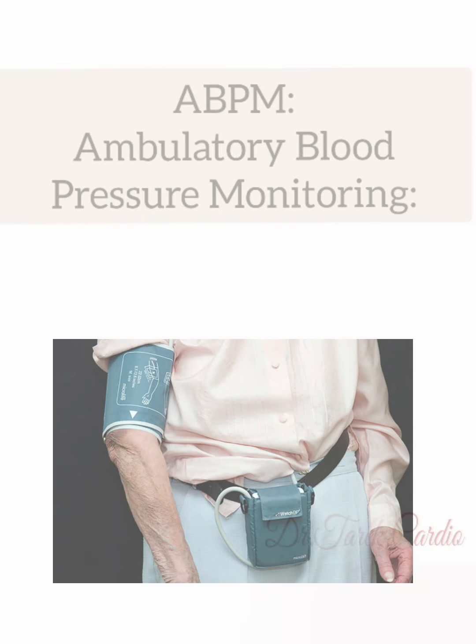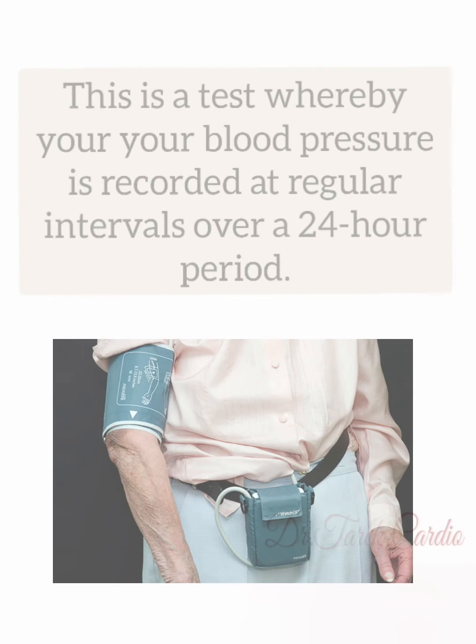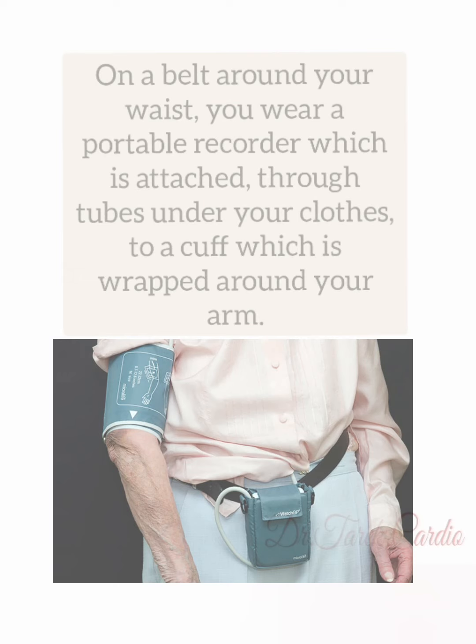ABPM, ambulatory blood pressure monitoring. This is a test whereby your blood pressure is recorded at regular intervals over a 24-hour period. On a belt around your waist, you wear a portable recorder which is attached, through tubes under your clothes, to a cuff which is wrapped around your arm.